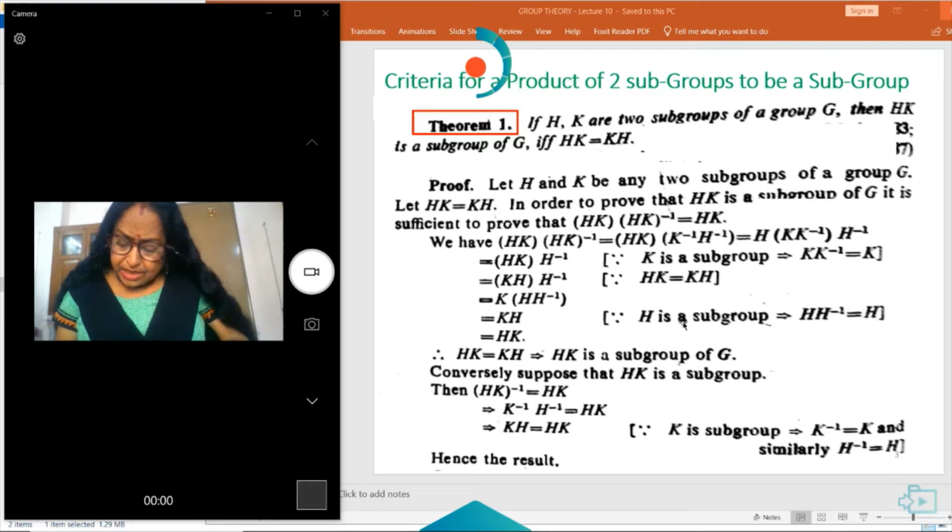So HK into H inverse. According to the given condition, HK is equal to KH, so KH into H inverse. This can be written as K into HH inverse, and HH inverse is H because H is a subgroup. Therefore, this is equal to KH, which is equal to HK. Hence, HK is equal to KH. This implies HK is a subgroup of G.